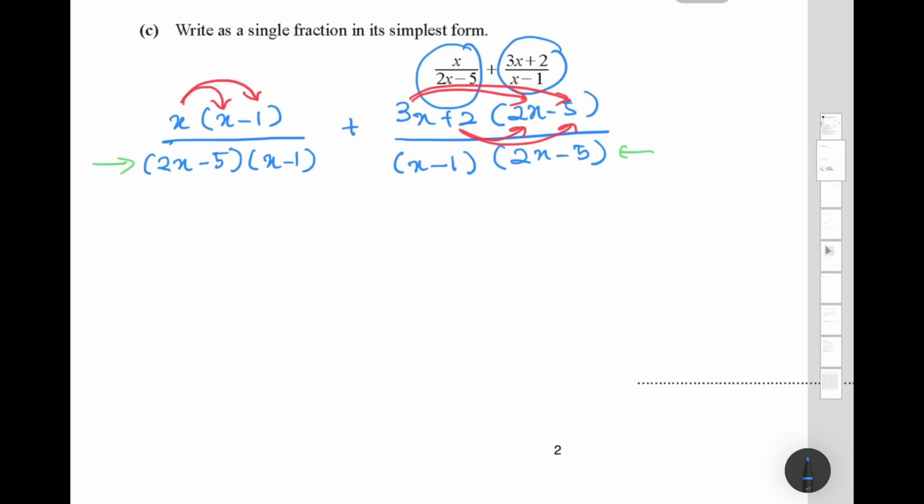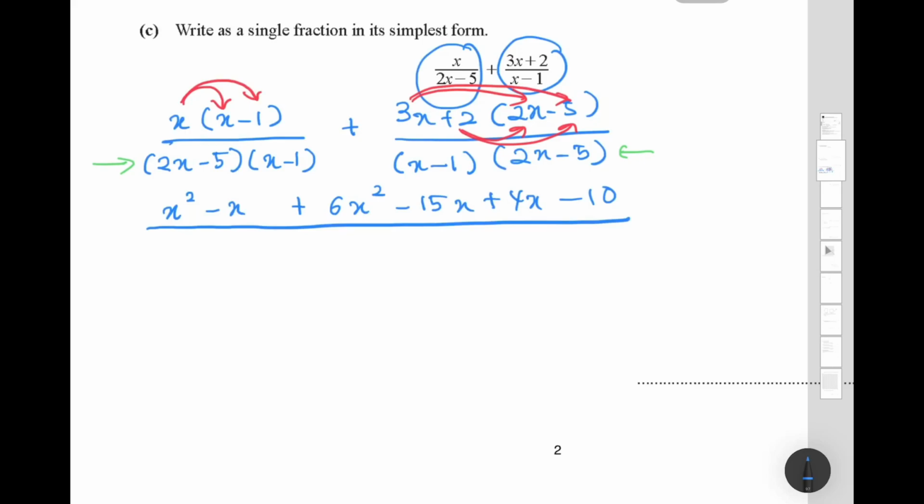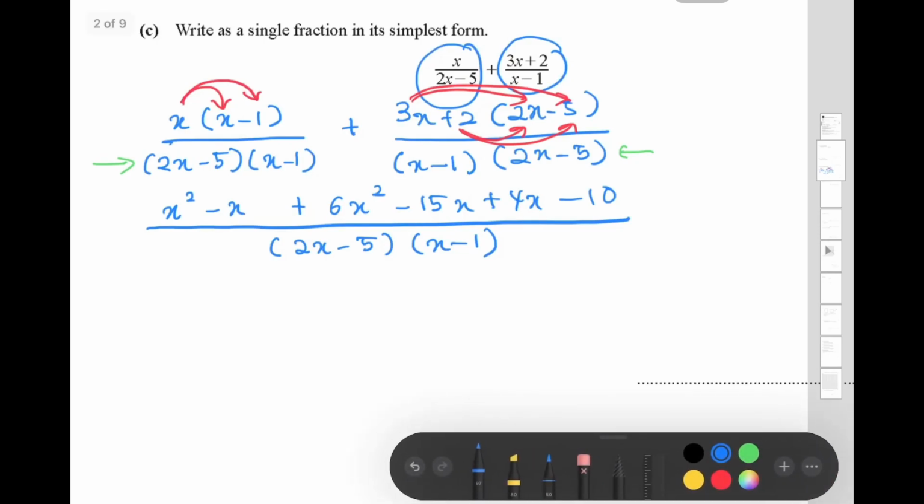Okay, so according to the brackets and also the arrows, now I have x squared minus x plus, I'm merging things now, so 6x squared minus 15x plus 4x minus 10 over, now we have a shared denominator, right? So we just have to write it once. 2x minus 5 and then x minus 1.